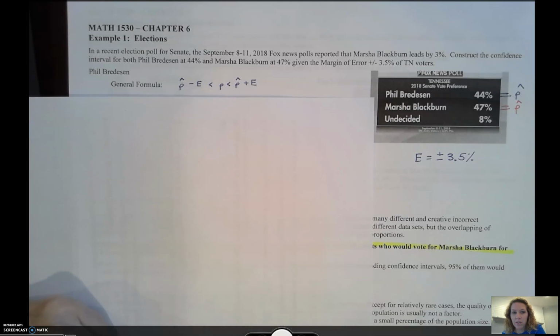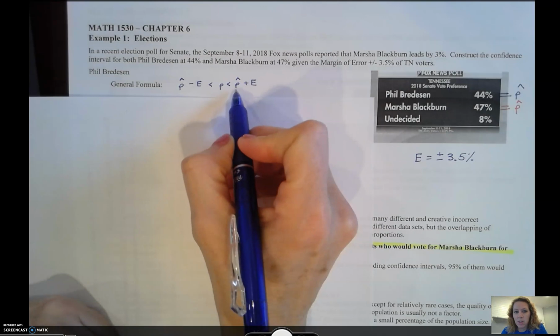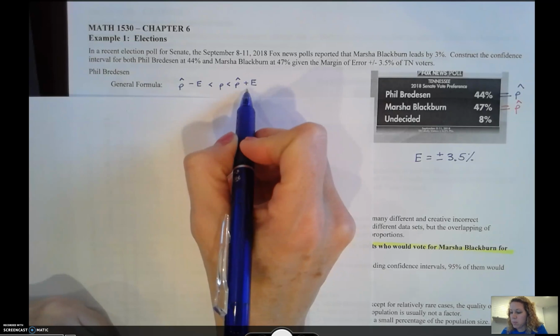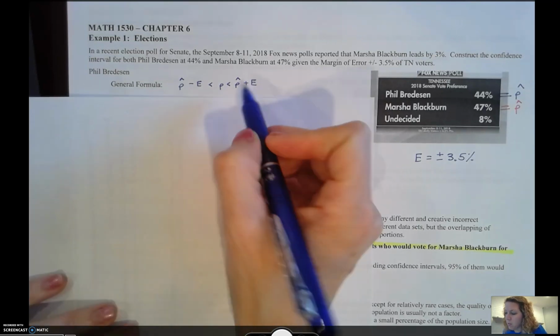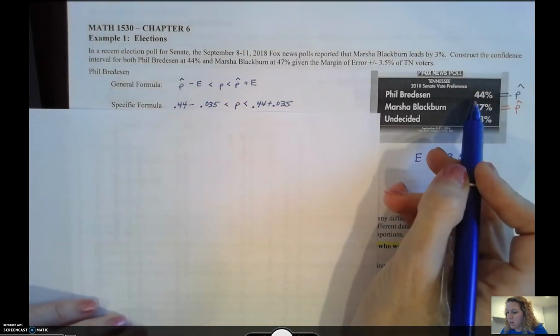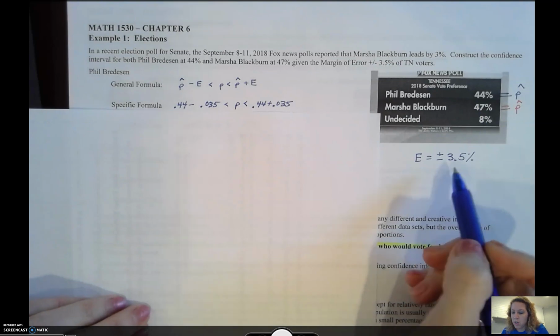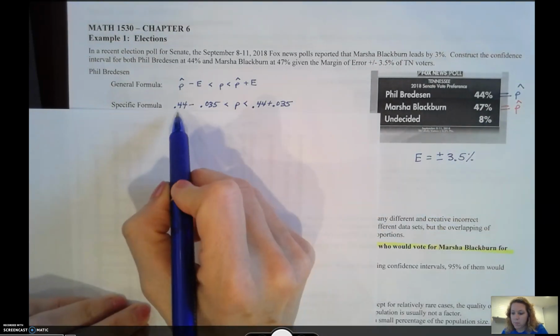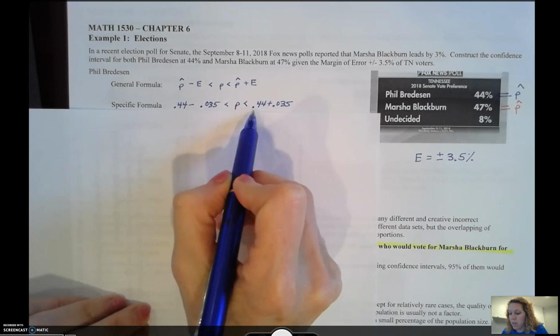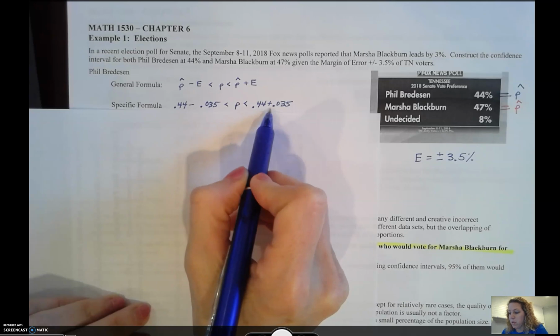To construct the confidence interval for Phil Bredesen, we're going to use a general formula, p hat minus our margin of error, e, and then p hat plus our margin of error, e. So there's our left endpoint and there's our right endpoint. We have to substitute the information in. Our p hat in this case is 44%, and our margin of error is 3.5%. So we're going to take 0.44 minus 0.035 less than p less than, and then our right endpoint is 0.44 plus 0.035.